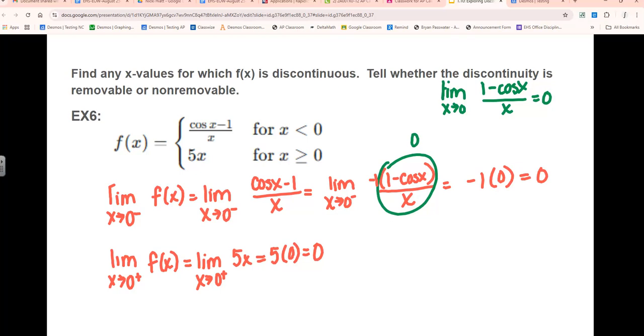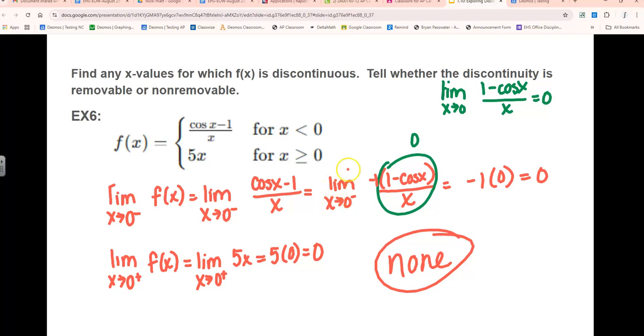And so this function technically, cosine x minus 1 over x, has a discontinuity at 0. Does that matter for the domain that we're given? It does not, because that means we got an open circle at the end of this. We're not including that point. So they approach 0 from both sides. So we have none on this one, no discontinuities. Okay, questions?